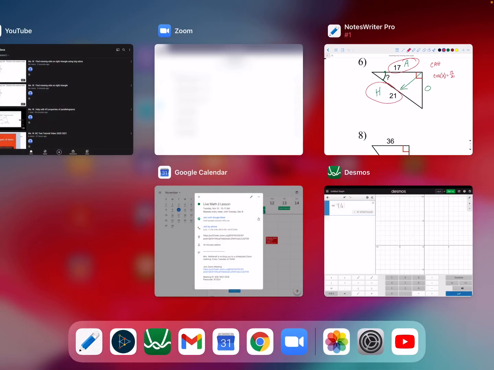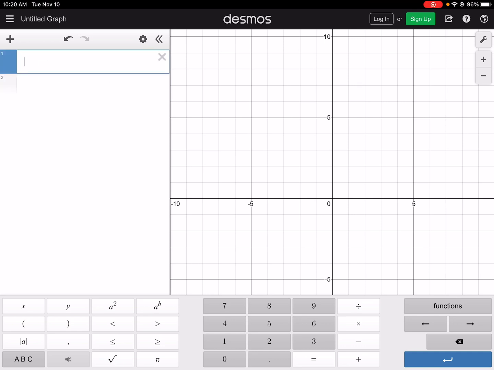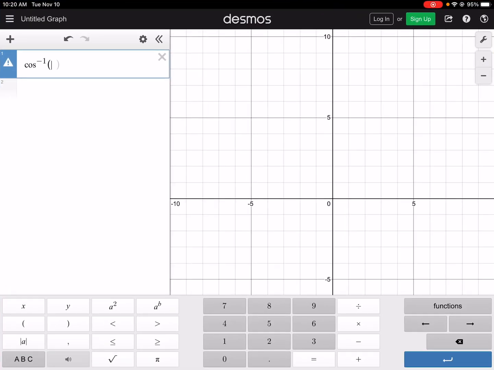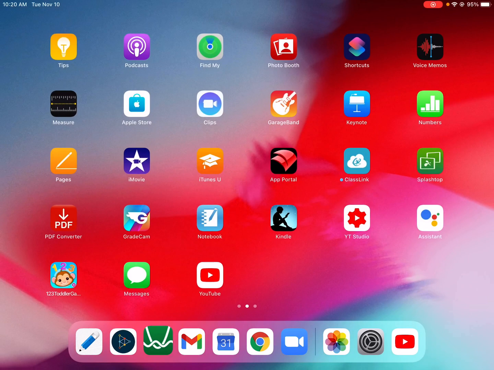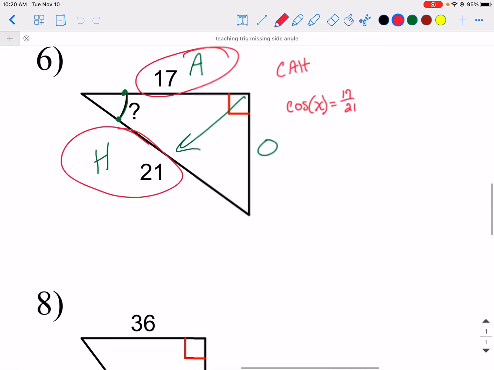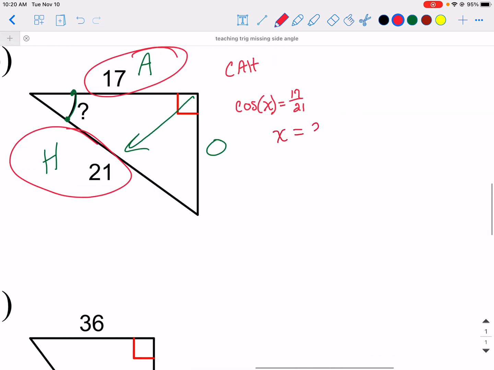So in Desmos, I'm going to use cosine -1 because I'm talking about an angle. I just did that and I forgot what it was already. Geez, you guys. It's 17 over 21. All right, so the nearest degree would be 36. So putting that in, x equals 36, and we're talking about degrees.